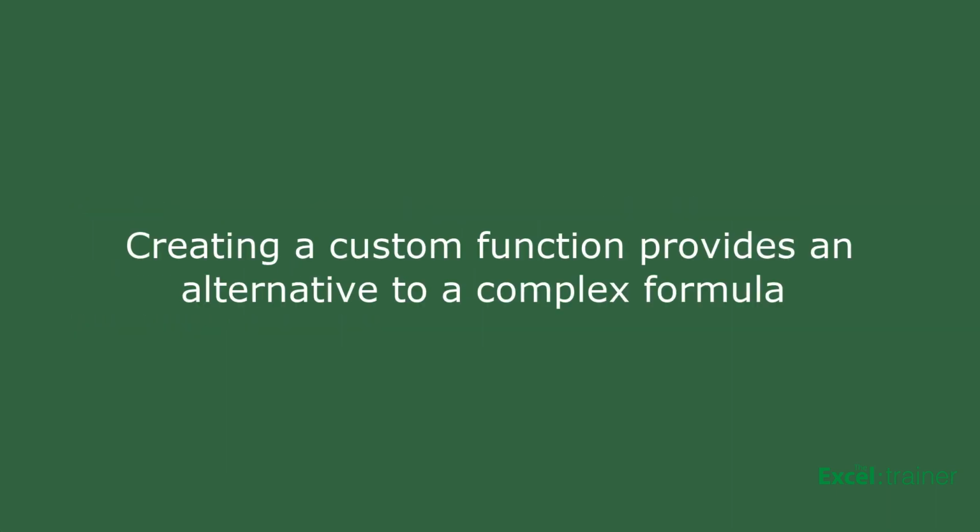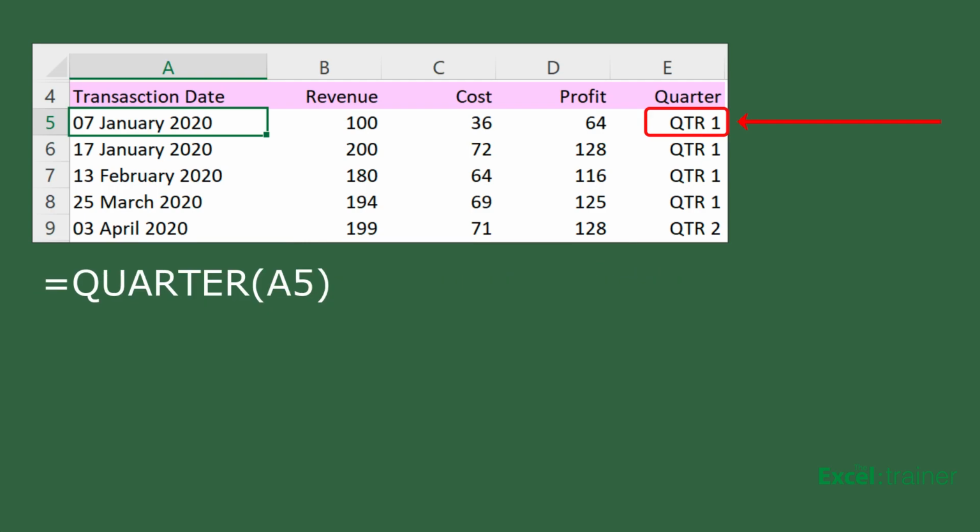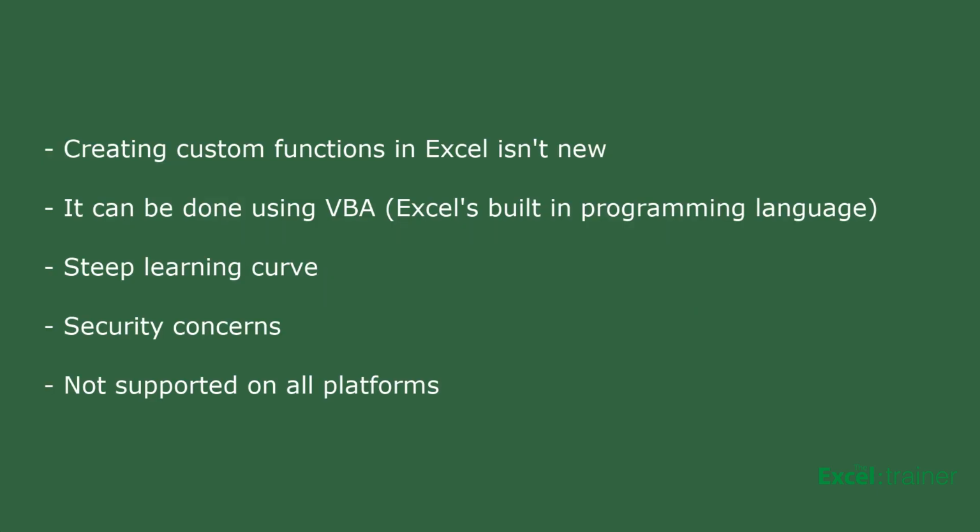In short, creating a custom function provides an alternative to having to work out the logic and then type in a complex formula. So, for example, instead of using a long-winded formula to calculate which quarter of a year a particular date is in, you could create a function, call it quarter, and use it like any of the built-in functions.